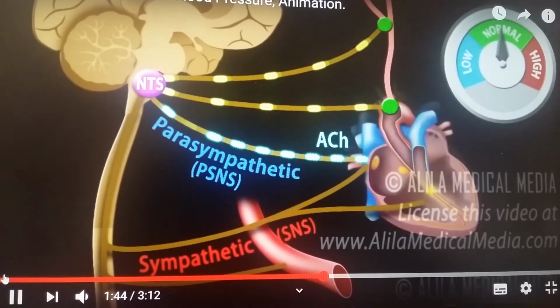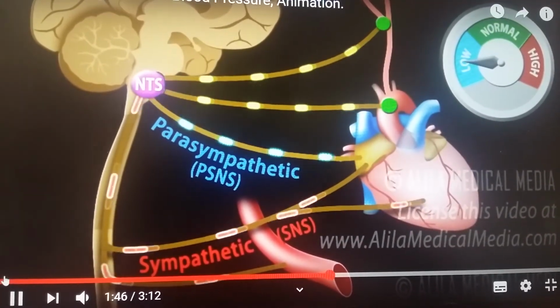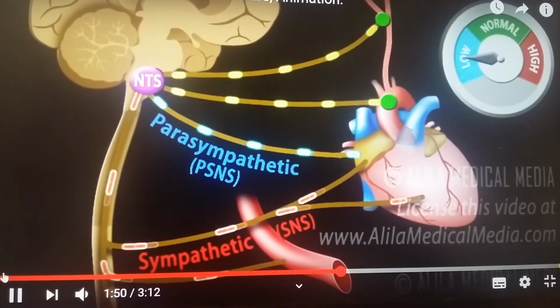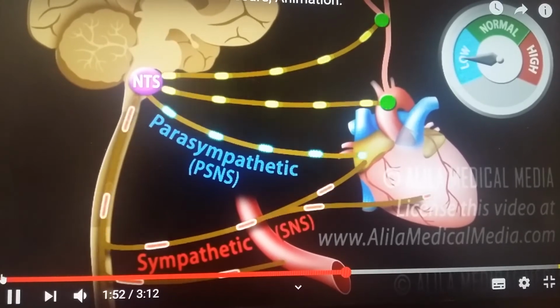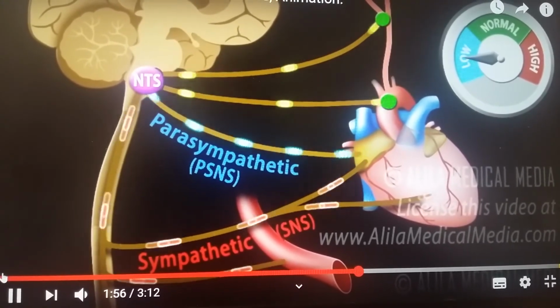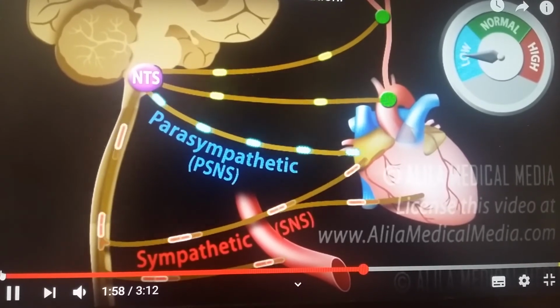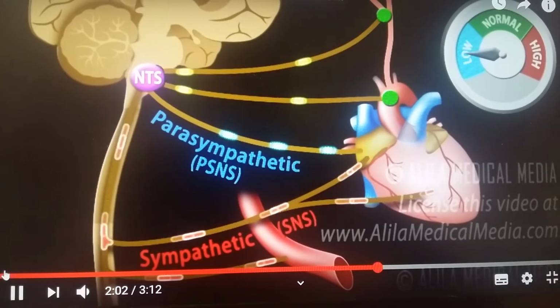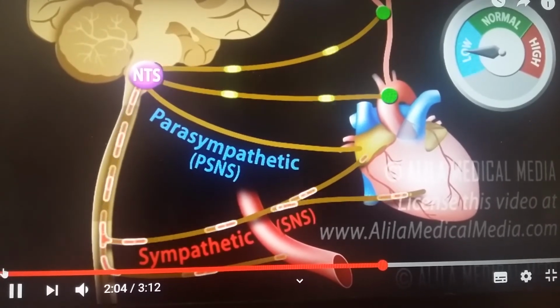When a person has a sudden drop in blood pressure, for example when standing up, the decreased blood pressure is sensed by baroreceptors as a decrease in tension. Baroreceptors fire at a lower than normal rate and the information is again transmitted to the NTS. The NTS reacts by inhibiting parasympathetic and activating sympathetic activities.